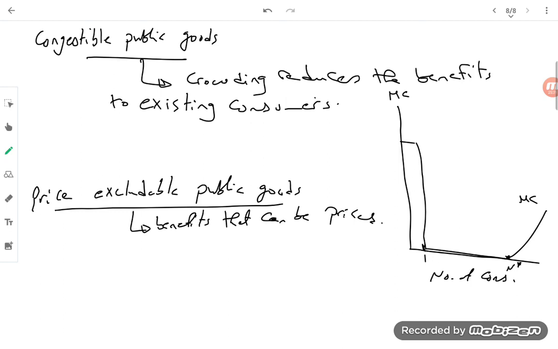So now we can differentiate between four different types of commodities: pure public goods, pure private goods, congestible public goods, and price excludable public goods. Next time we are going to talk about the demand curve for both of them and what the free rider problem is.